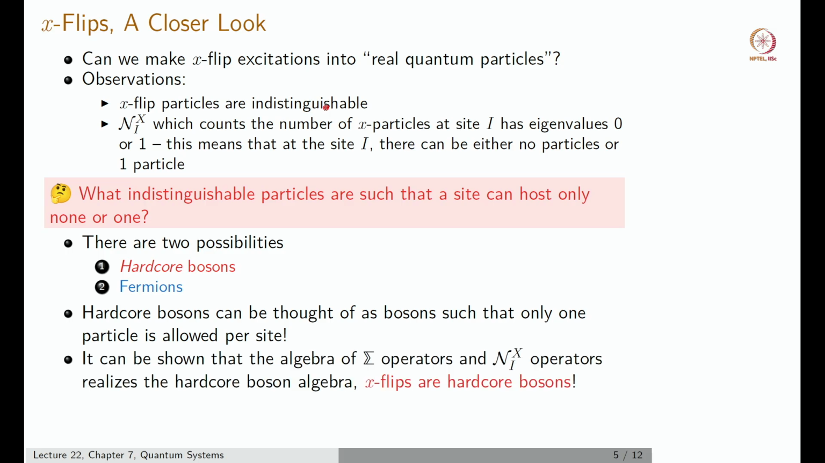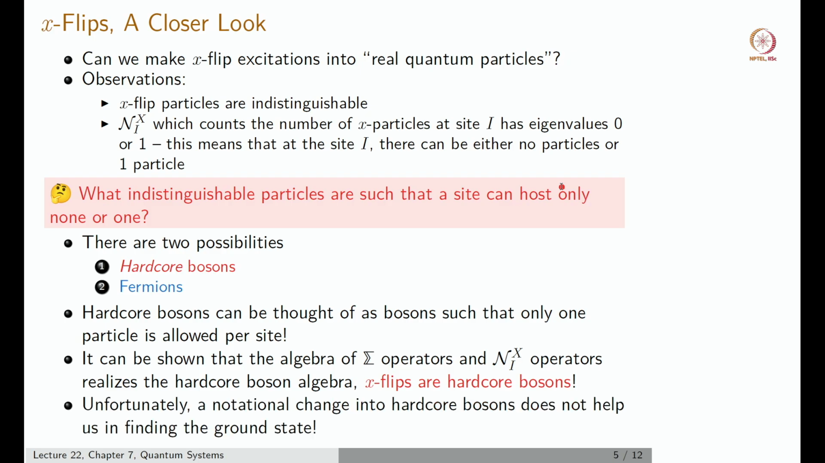Now, if you work through the algebra of hardcore boson operators, you can show that the sigma operators and the nx operators, namely all the operators that we have used in the transverse field Ising model, satisfy the hardcore boson algebra. So basically, this transverse field Ising model as defined can itself be viewed as a hardcore boson problem. But you see, we are not able to make headway in solving that using the hardcore boson framework.